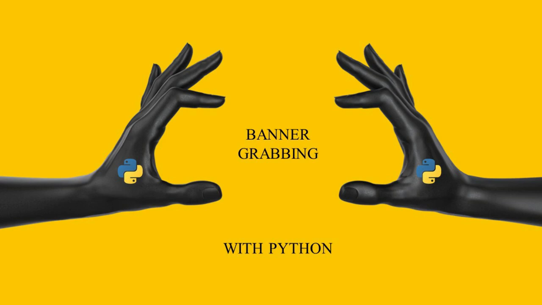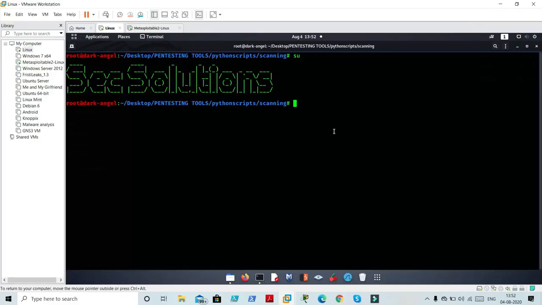Today in our series of Python for penetration testing videos, we will learn how to create a tool. We have a scanner already, we have made the advanced scanner and the simple scanner, and now we'll make a tool to grab the banners, the version enumeration stuff, right?